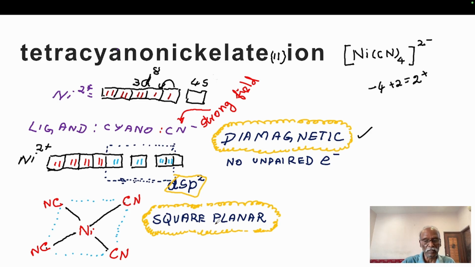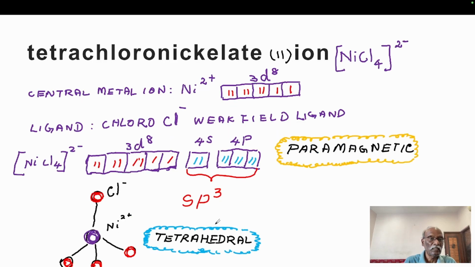Now we shall pass on to the next example. Here is another example of the same nickel, tetrachloronickelate 2 ion, which is an anion represented as NiCl4 2 minus. Again, the formal charge on the nickel can easily be found: 4 minus and 2 minus left. The other 2 minus is cancelled by nickel. Therefore, nickel is supposed to have nickel 2 plus charge.